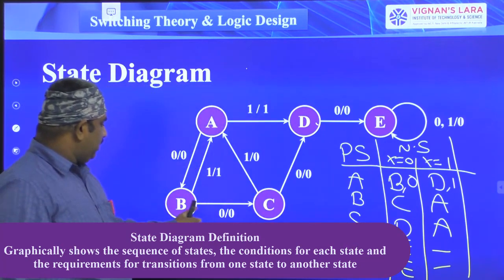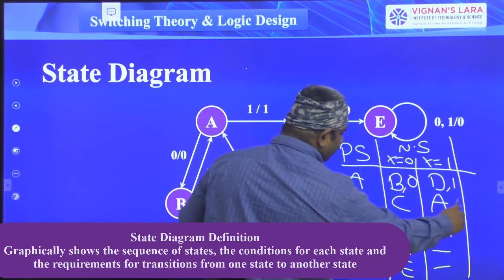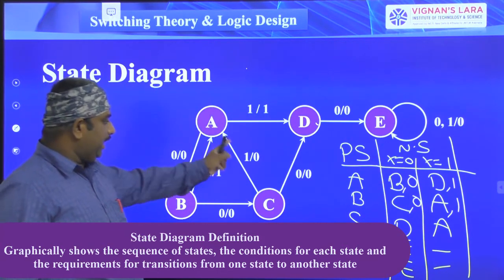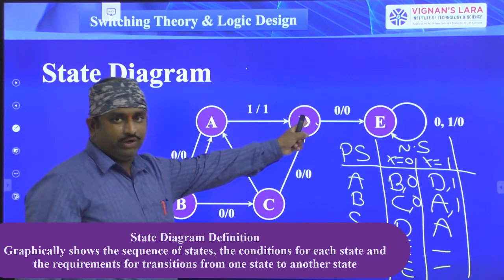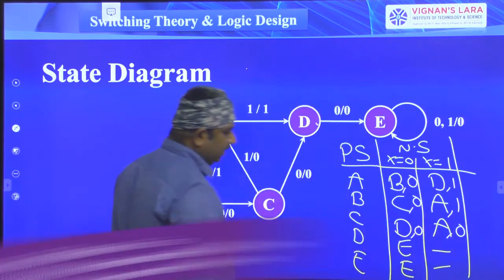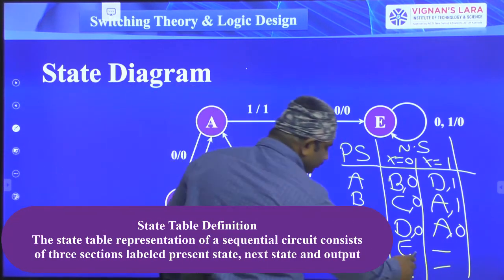Next, from B to C. Here, when it is shifting to A, the output is 1. When it is shifting to D, the output is 0. From C, when you are shifting to A, the output is 0. When you are shifting to D, both the outputs are zeros. Okay, next. When you are shifting from D to E, the output is 0.